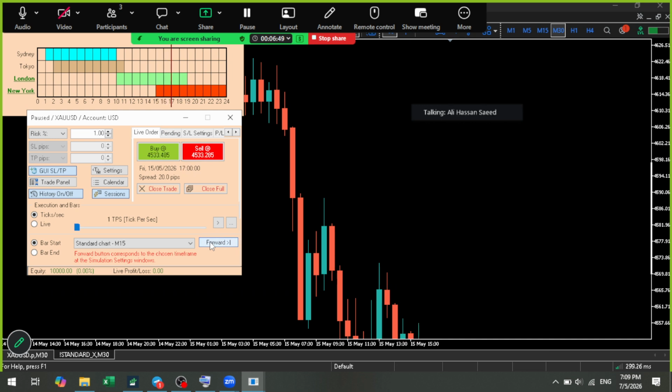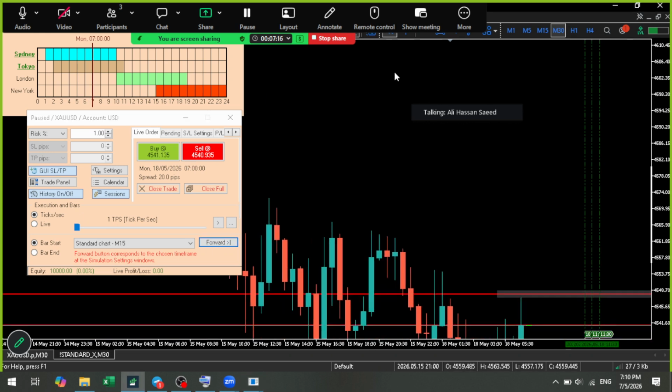In the last simulation we ended the simulation at 15th May. Now we are starting here. This is our London Open. 1 hour before that is our pre-London, and 1 hour before that is our 4-hour candle close. So we will come to the charts at 7. Yes, 1 hour before that candle close.